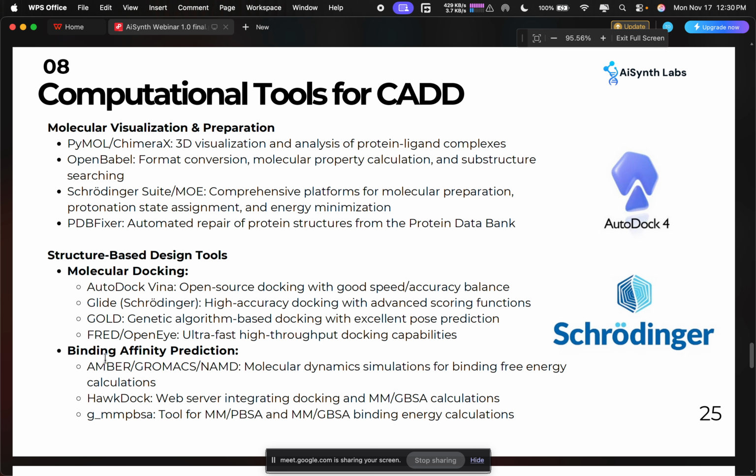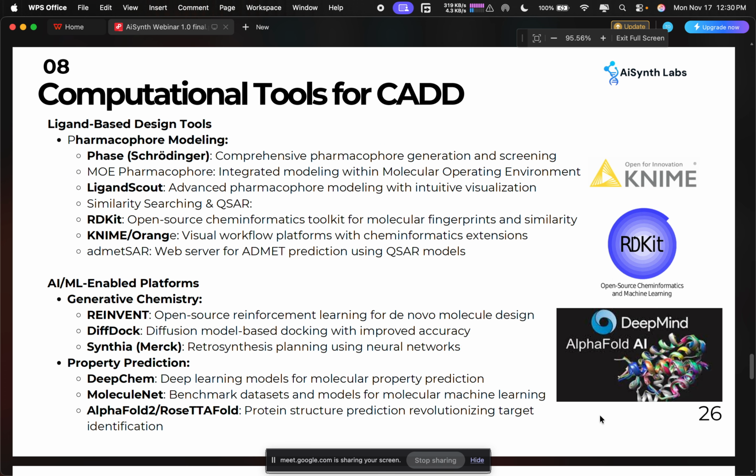For binding affinity as well, you can use Amber or GROMACS. You can use AutoDock. You can use MM-PBSA. Schrodinger also has an MM-GBSA calculation as well. And for pharmacophore modeling, you can use Phase on Schrodinger. You can use LigandScout. You can use RDKit. You can use KNIME. This is their logo.